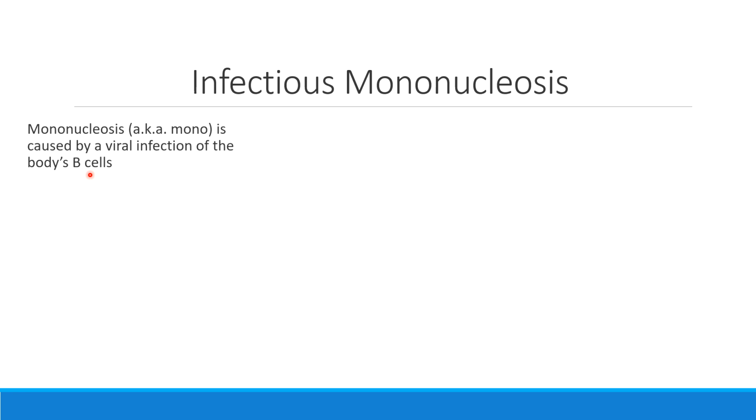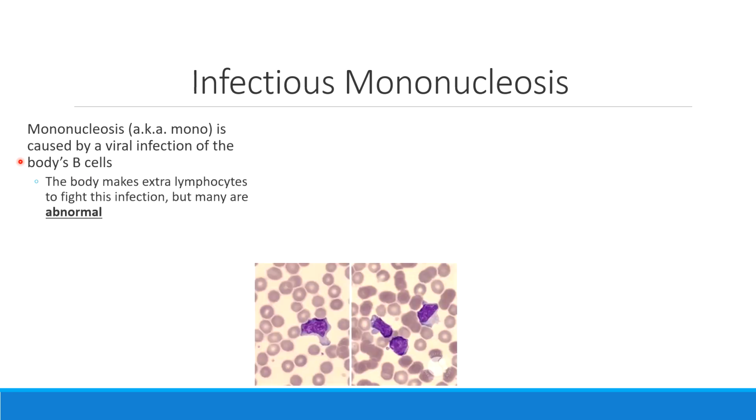Fun fact about mono, it actually got its name because they used to think that mononucleosis infected monocytes, but they realized with more studying that that was actually not the case. But the name stuck, mononucleosis, an infection of B cells. How you would diagnose a mononucleosis infection is by looking at a blood smear.